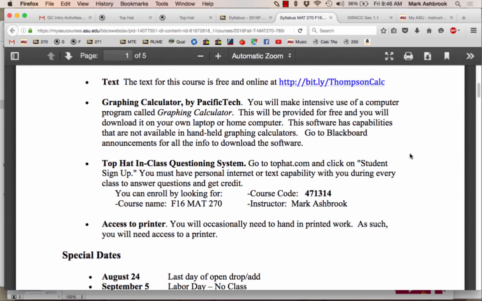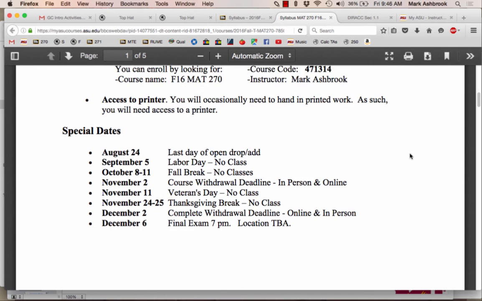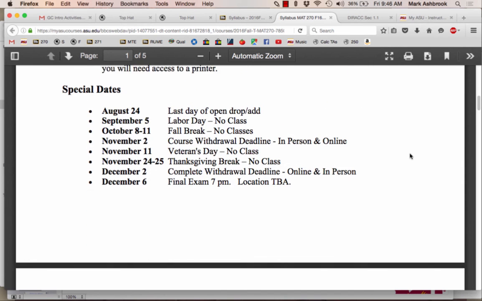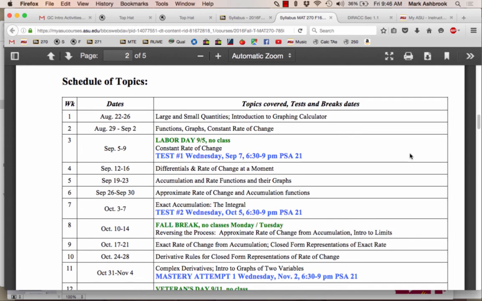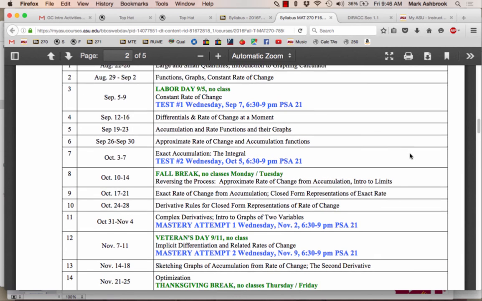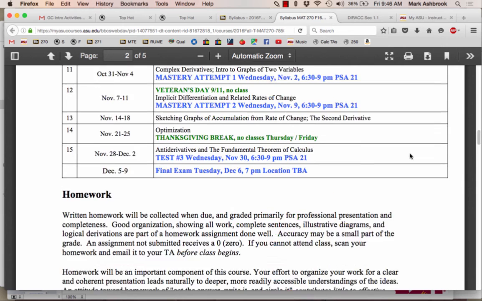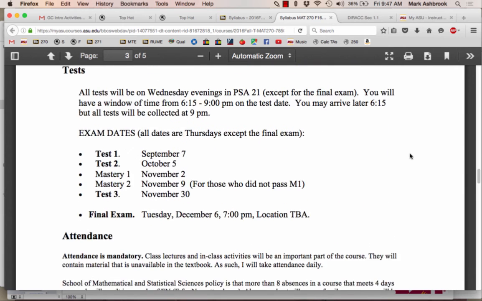So if not, you've got to sign up this weekend, but you should have an account by now. Here are the special dates of the course. Here's the whole course calendar by week. I want to draw your attention to the fact that all the blue highlighted items are our exams. So our exams will be, here they are, here are the dates.